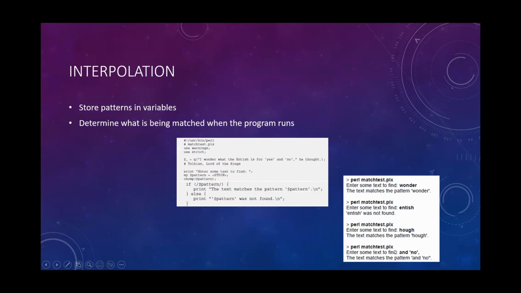Last but not least, in the bottom here, we put and, single quote, no, single quote. And we do have that up here with the and, the space, the single quote, no, and a single quote. So it does print out the text matches the pattern and no.